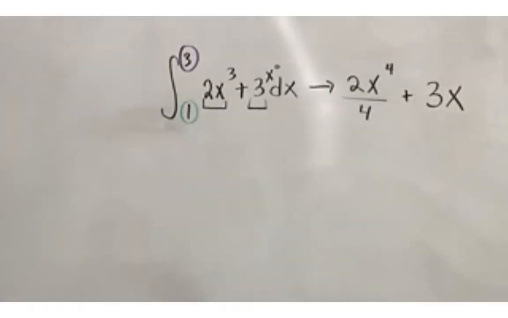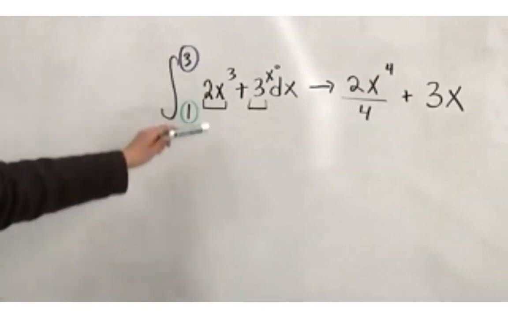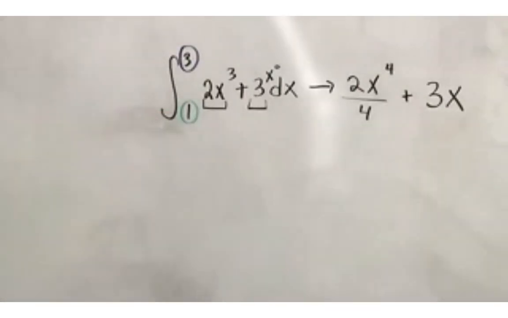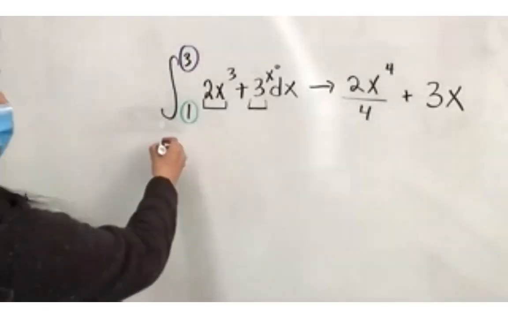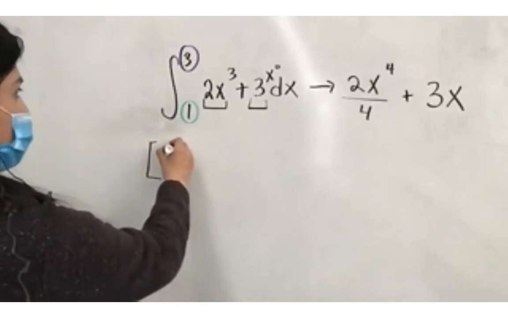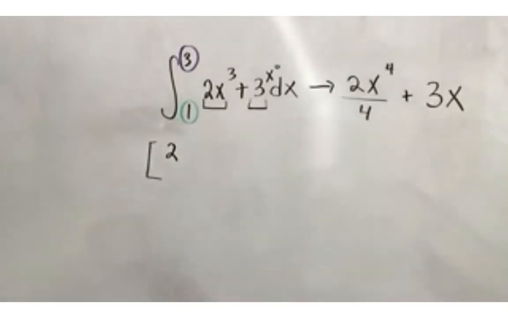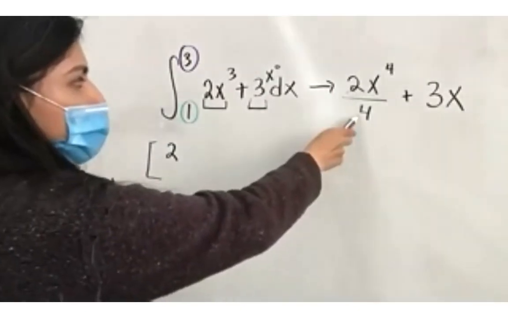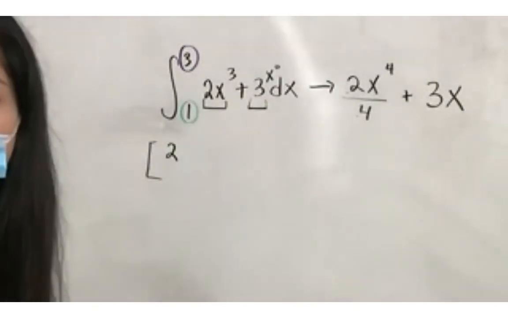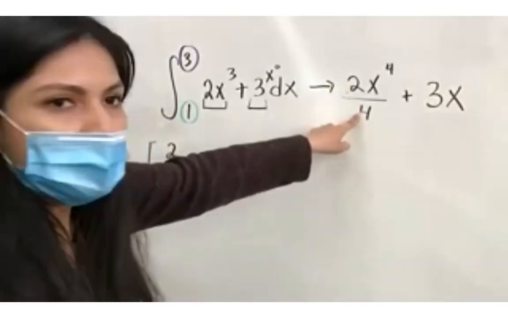We took the antiderivative. Next step is we're going to plug in the top number first, subtract, and plug in the bottom number. So let's do that. For the first one, I'm going to be using brackets to organize my work. I'm going to plug in the 3. And actually, everyone, before I plug in, I just looked at something. I saw this 2 and 4, and I know I could reduce that to ease my work. So let's reduce the 2 over 4.